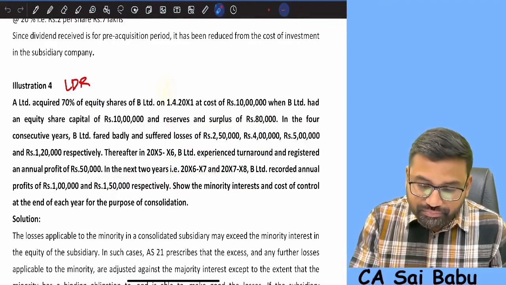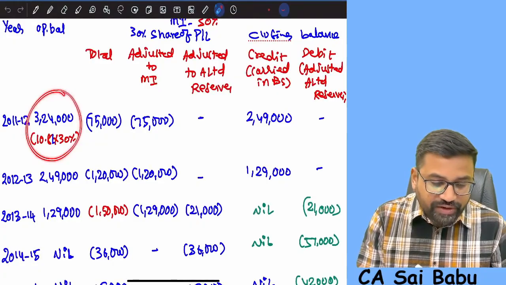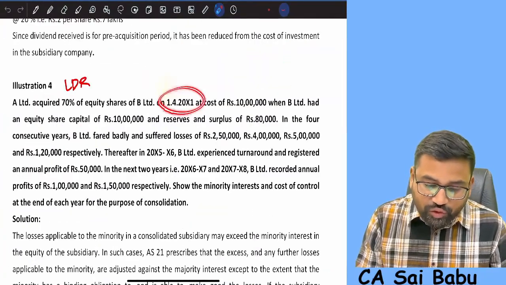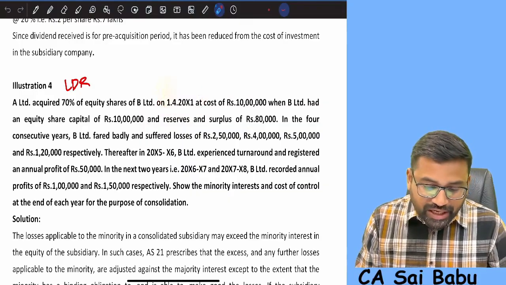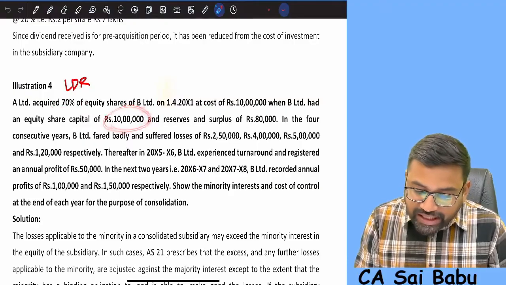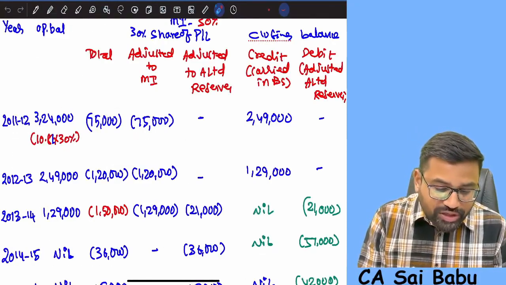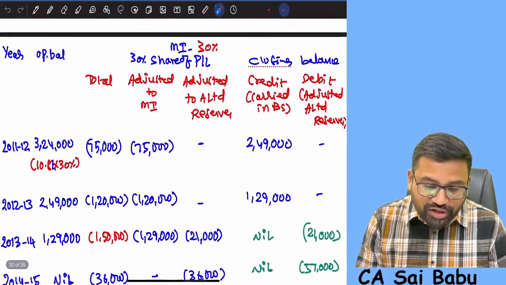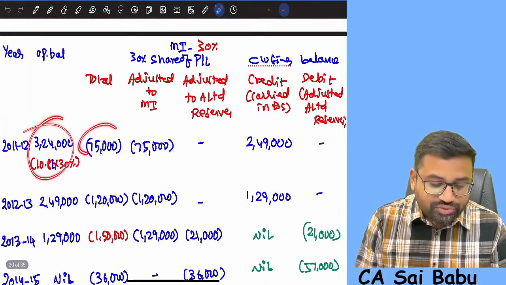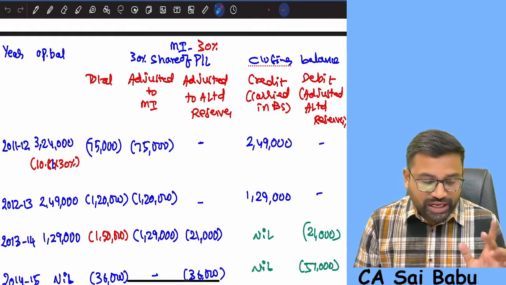Simple. See this. First, at the beginning, on the date of acquisition, that is on 1/4/2011, when the parent company acquired the subsidiary company, they acquired 70%. On that date, equity share capital 10 lakhs, reserves and surplus 80, total 10.8. In this 10.8, the minority shareholder share is 30%. Therefore, minority interest at the beginning is how much? 3,24,000. Minority interest on the date of acquisition is 3,24,000.